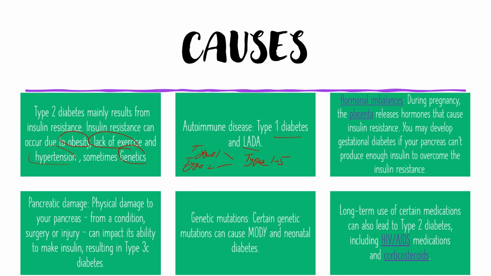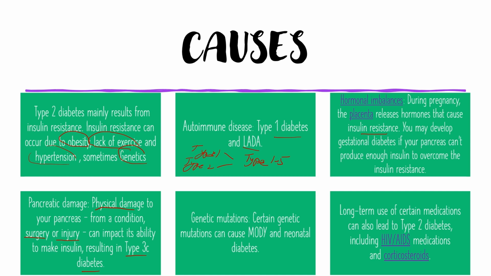Hormonal imbalances, for example, during pregnancy, the placenta releases the hormone that causes insulin resistance, and this leads to gestational diabetes. Pancreatic damage, which occurs as a result of a physical insult, due to any kind of surgery or injury, can impact the ability of the pancreas to produce insulin. This is also known as type 3C diabetes.